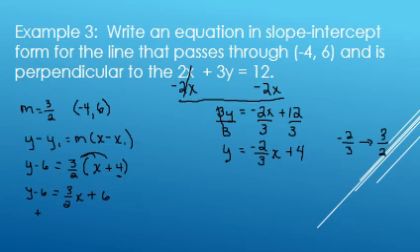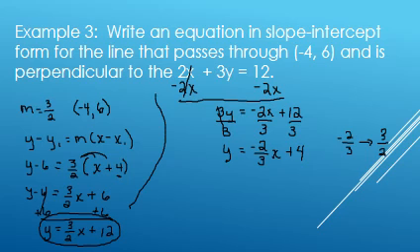So now we try to get that y all by itself again, so we add 6 on both sides. And our final answer is y equals 3/2 x plus 12. And there it is in slope-intercept form, and this equation is perpendicular to this equation.